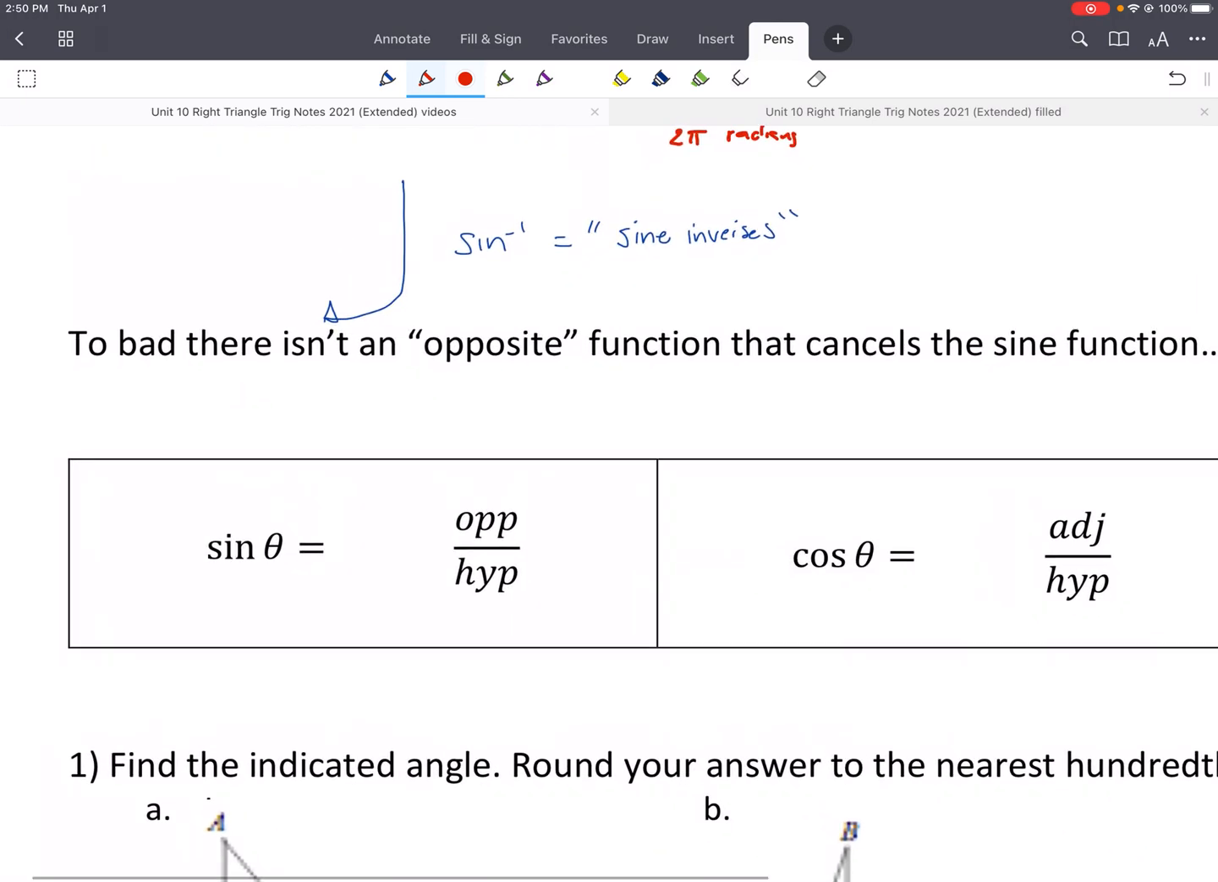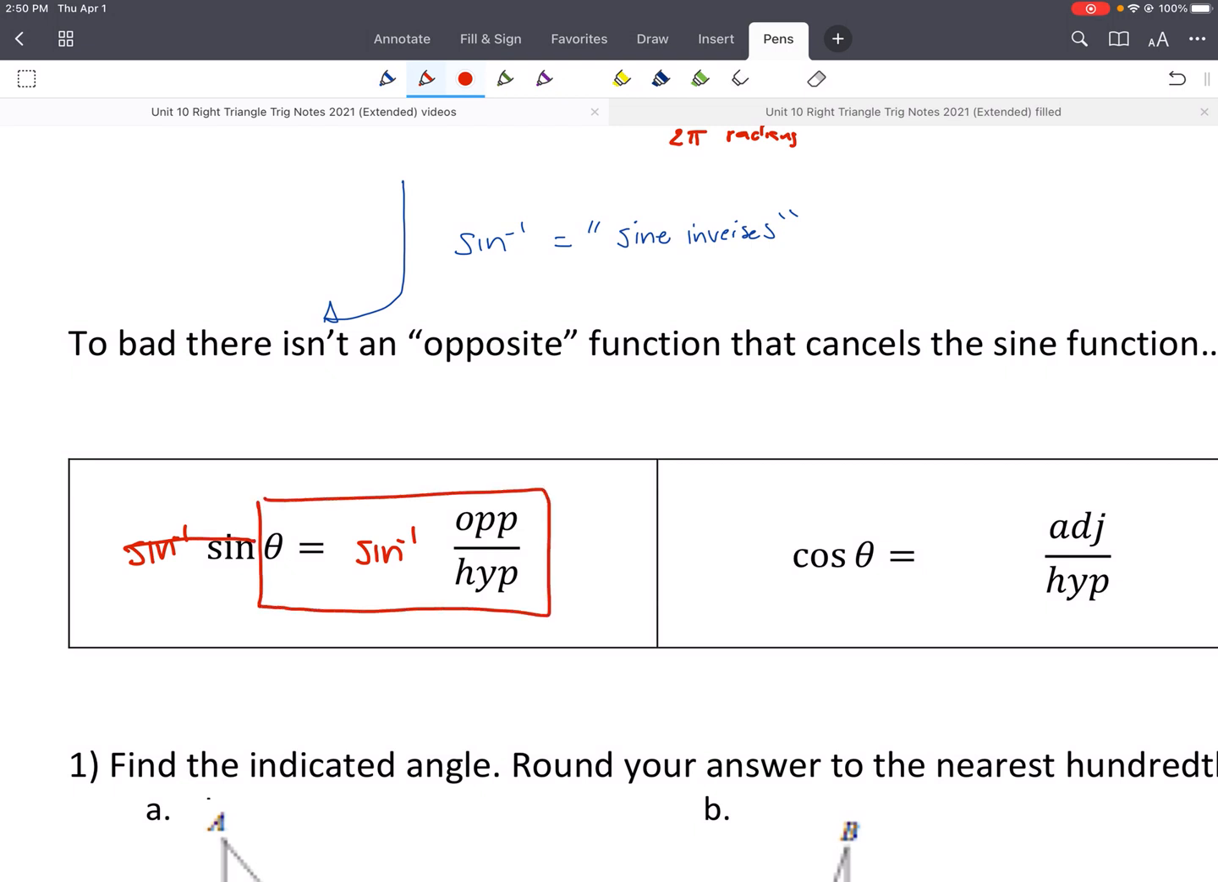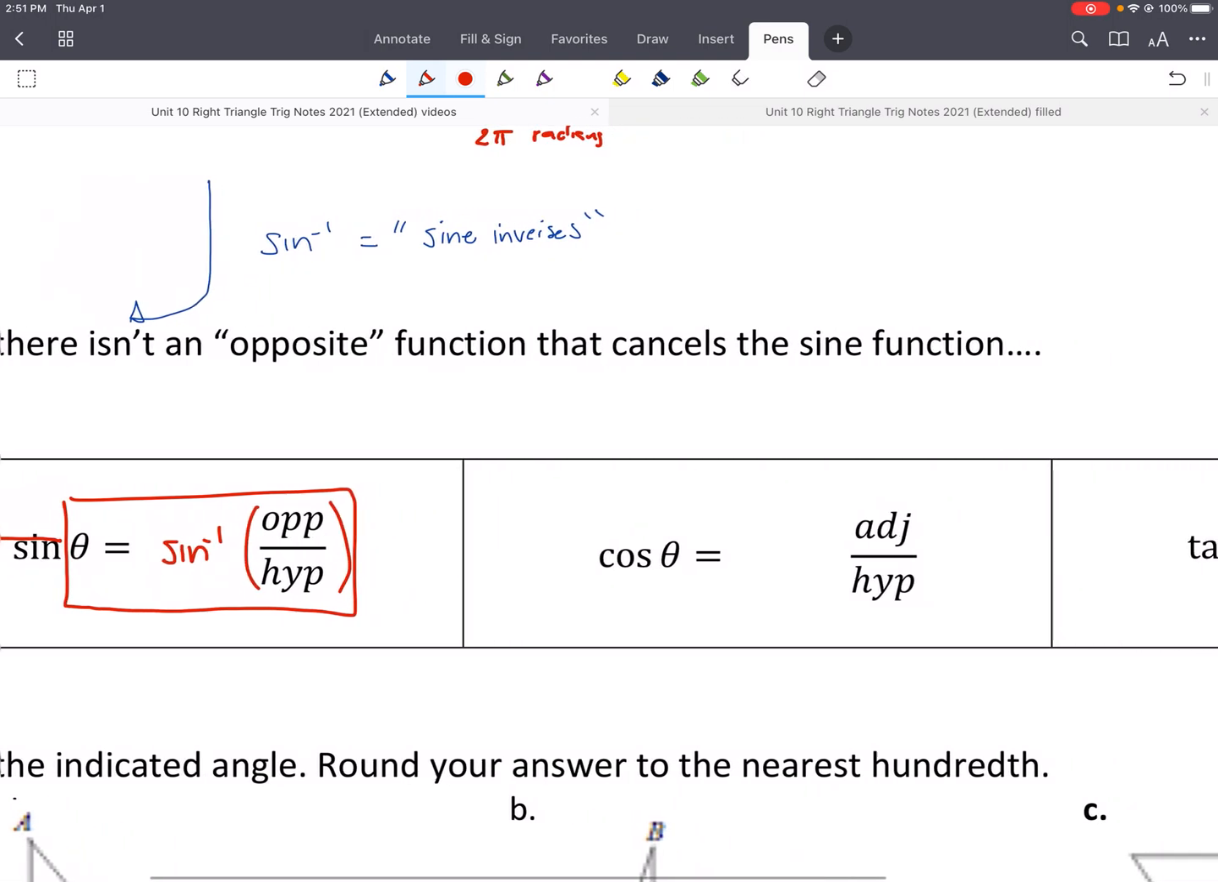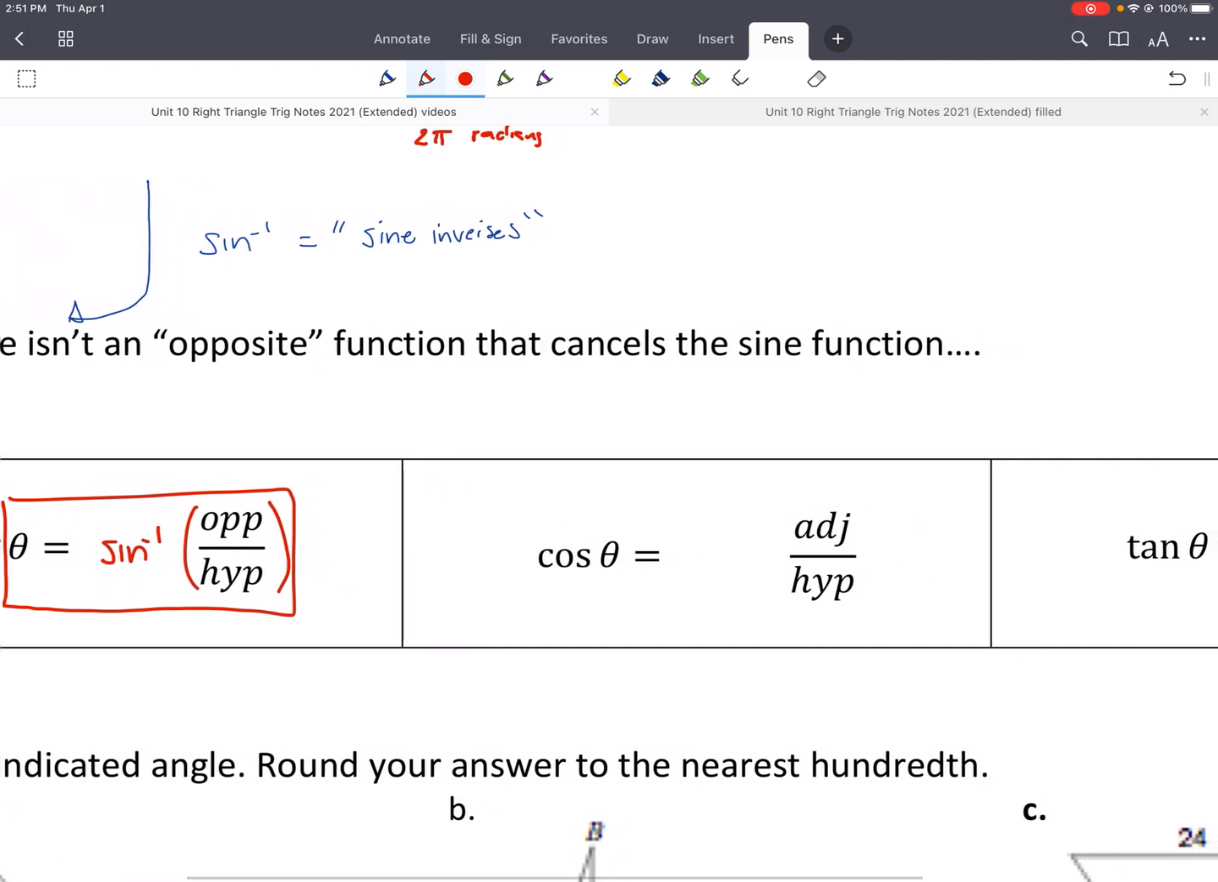In our last class, we talked about SOHCAHTOA: sine theta is equal to opposite over hypotenuse. So again, if we want to get rid of that sine, we need to do its inverse. The sine and sine inverse cancel out, and that just leaves us with this. Sometimes I put parentheses around that, sometimes not, but on your calculator it will put that.